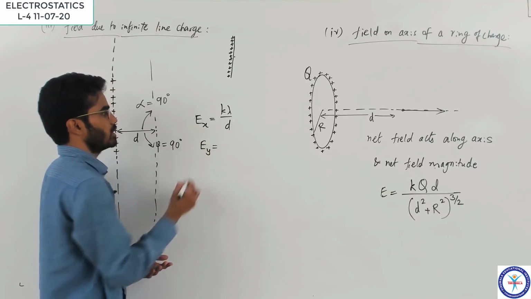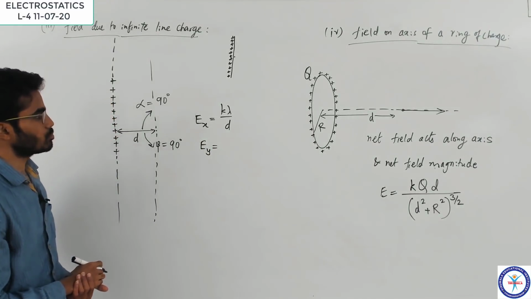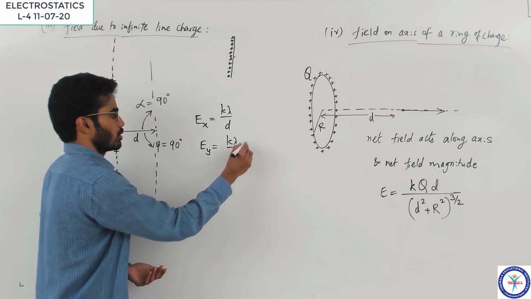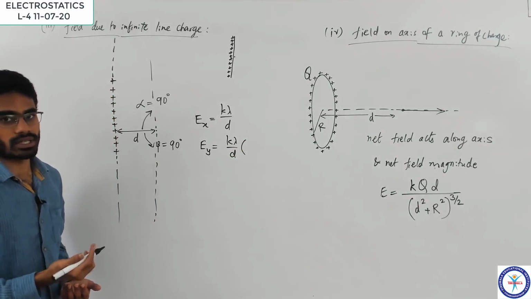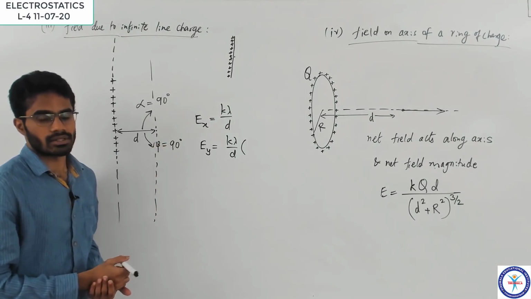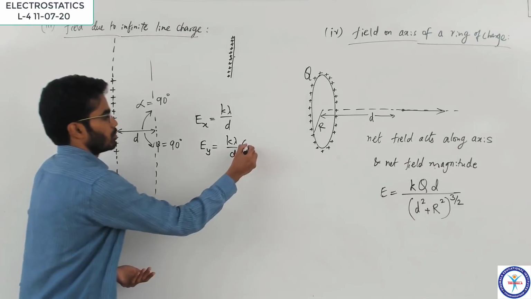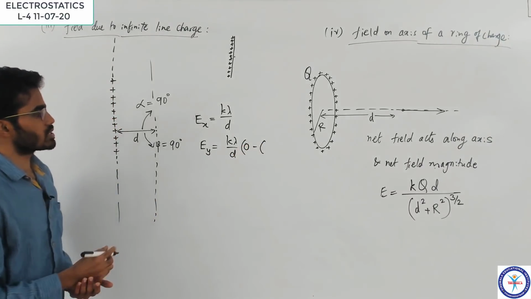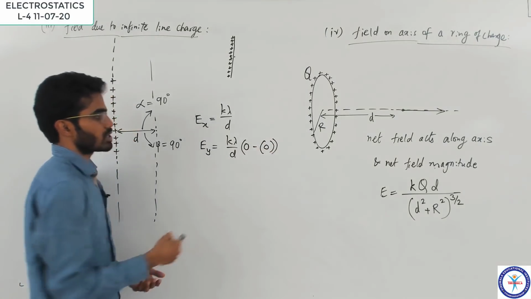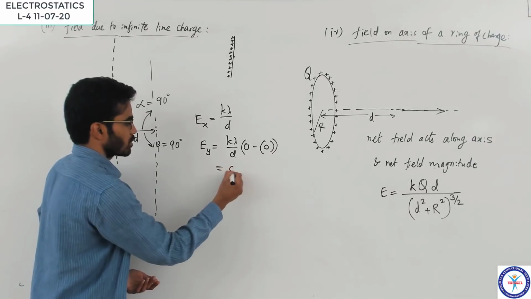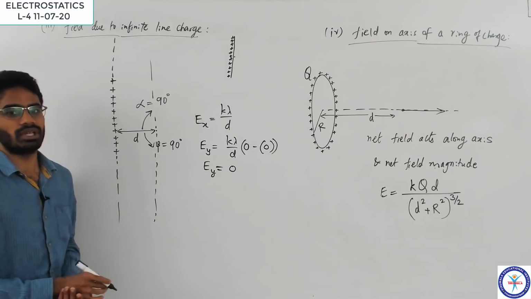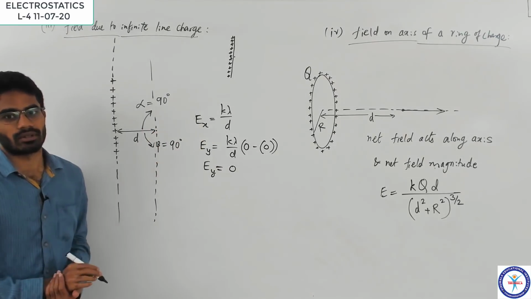And what is Ey? Ey is k lambda by d into cos beta minus cos alpha, right? So cos beta is cos 90 degrees, minus cos alpha, that is also cos 90 degrees. Cos 90 is 0. So we have 0 for Ey. There will be no vertical component. The field will be only acting along horizontal.